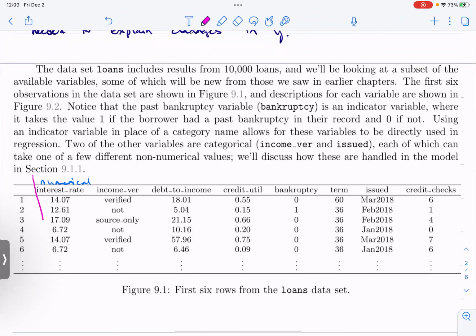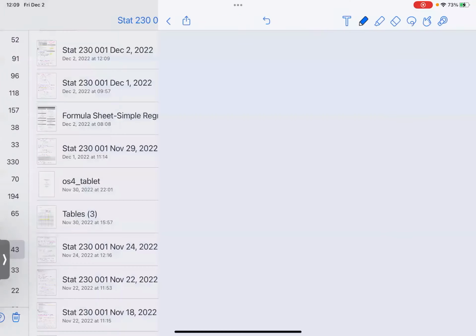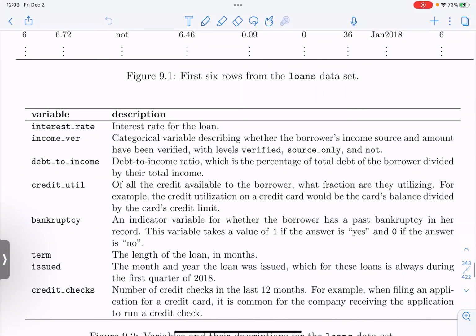And I'm going to tell you that this is going to be our y, our response variable. We want to predict the interest rate for a person given some combination of these variables. So the income verification, I'm not going to bring it in, but we can look at it here. It is a categorical variable describing whether the borrower's income source and amount have been verified. There are 3 levels: verified, source only, meaning just the source was verified but not the amount, or not verified. So there are multiple options here.